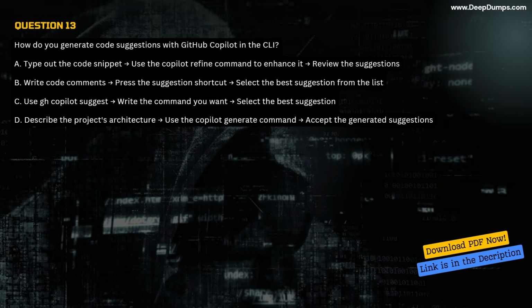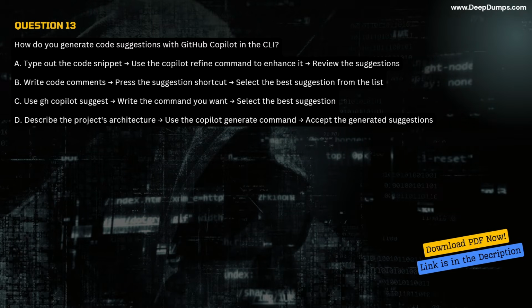Question 13. How do you generate code suggestions with GitHub Copilot in the CLI? A. Type out the code snippet. Use the Copilot refine command to enhance it. Review the suggestions. B. Write code comments. Press the suggestion shortcut. Select the best suggestion from the list. C. Use GH Copilot Suggest. Write the command you want. Select the best suggestion. D. Describe the project's architecture. Use the Copilot Generate command.